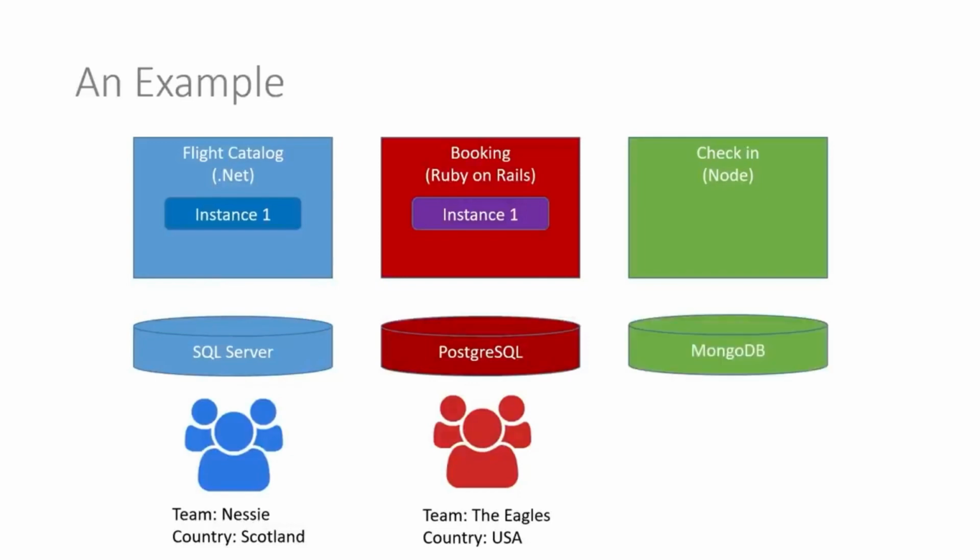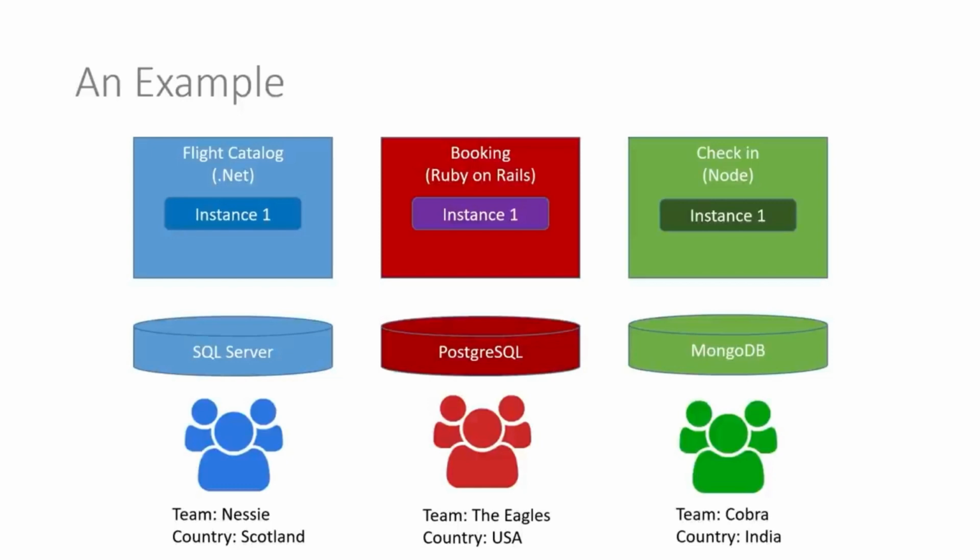So they all have different domains. They may be run by different parts of the business. Our check-in service in this case is written in Node. We have one instance and it's using a MongoDB. So again, to labour the point, it has its own data store and it's written by a team in India.